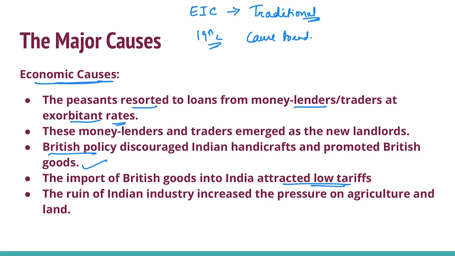Free trade, one way, and the refusal to impose protective duties against machine-made goods from Britain simply killed Indian manufacture. The ruin of Indian industry increased the pressure on agriculture and the land, and this could not support all the people. The lopsided development resulted in pauperization of the country in general.